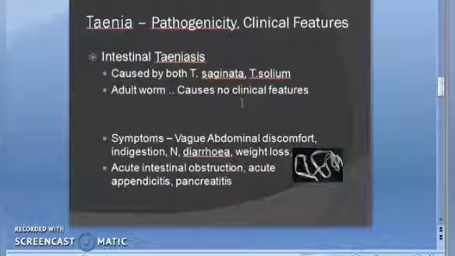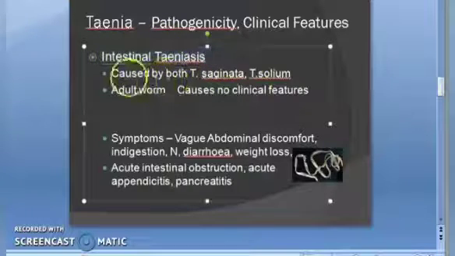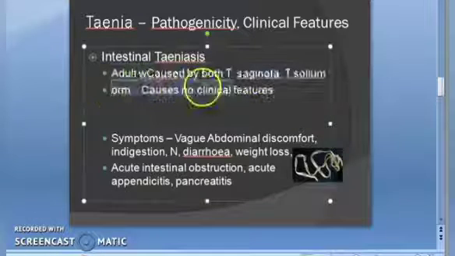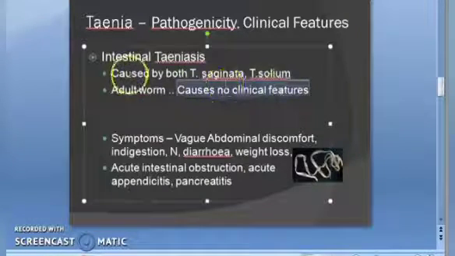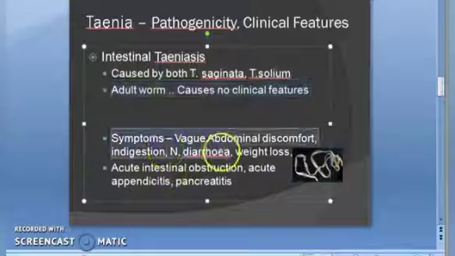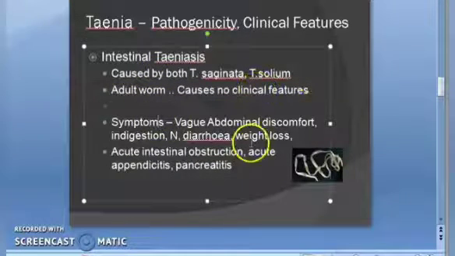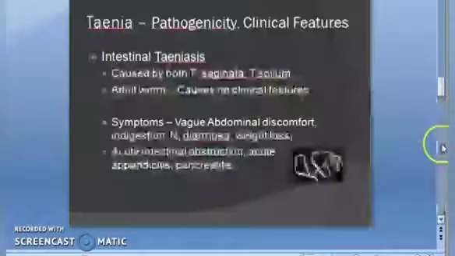Pathogenicity. Finally we reached pathogenicity. Intestinal taeniasis is caused by both Taenia saginata and Taenia solium. The adult worm actually will have no clinical features. So pathogenicity means you have to write the life cycle also, guys. Don't forget the diagram that you saw here. Pathogenicity means you should draw this diagram also.